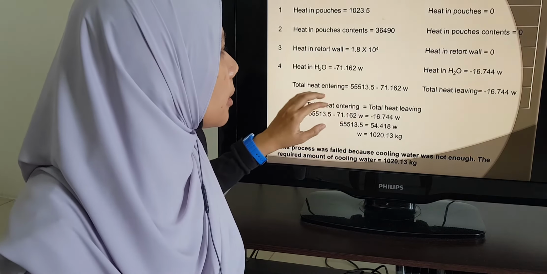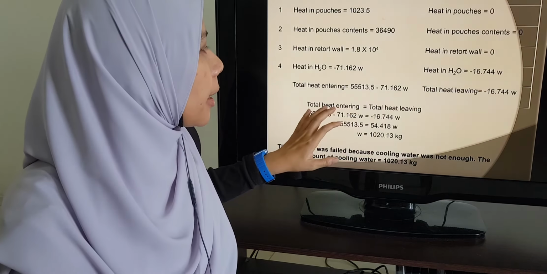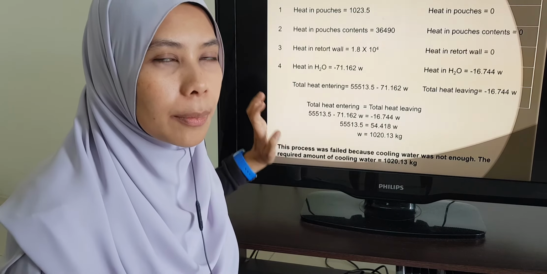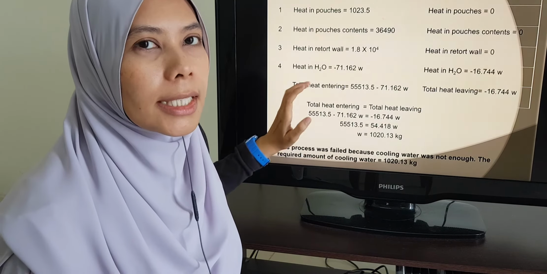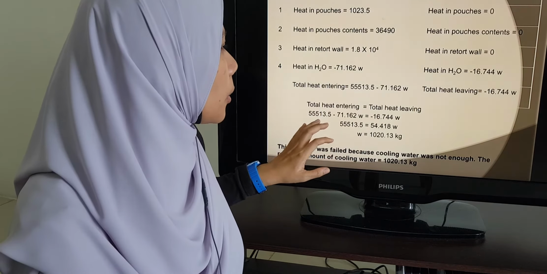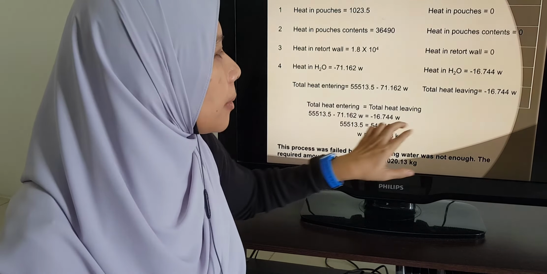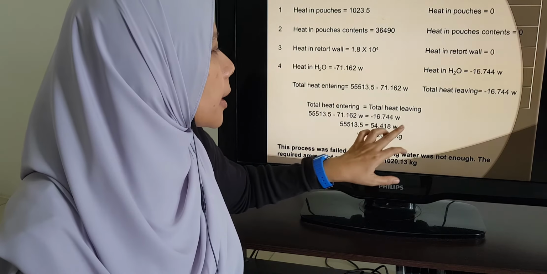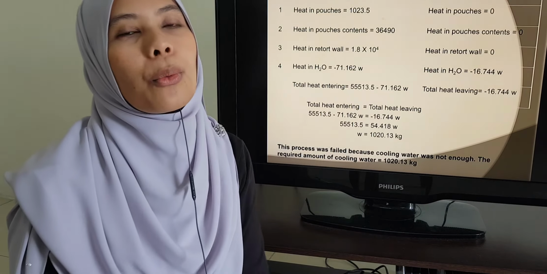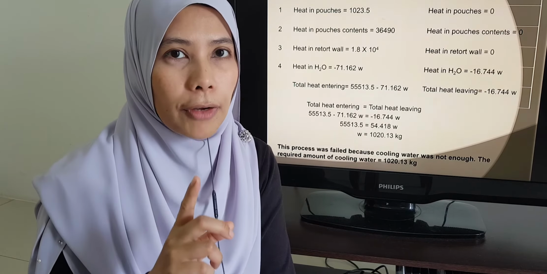Calculate this one, total up. This one also you need to total up. And then use the same equation: heat input equals heat output, total heat entering is equivalent to total heat leaving the system. What we have calculated just now, put it here. This one, put it over here. So you will get the unknown as W. Calculate W, and you will get 1020.13 kilograms. But that is not your final answer yet.